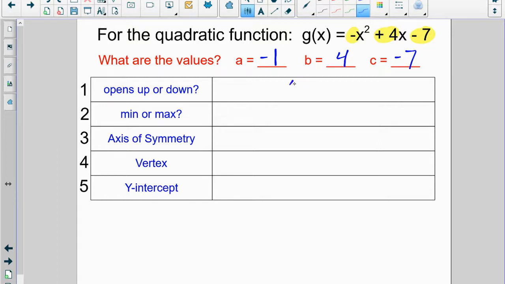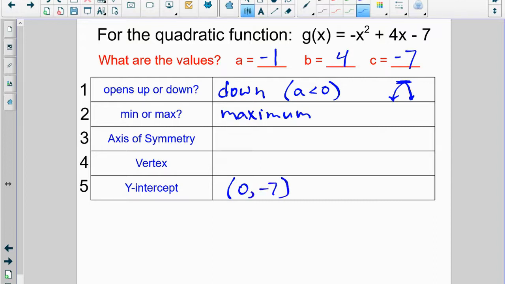Now, since a is a negative number, that means a is less than 0. That means my parabola is going to open down. And because the parabola opens down, it has a highest point, a point that it never goes above. So it actually has a maximum, not a minimum. My y-intercept, remember where to find the y-intercept of the equation? It's always that value of c that appears at the end. Okay, so we've got -7 is the y-intercept of this one. We're going to write it as an ordered pair though, 0, -7.